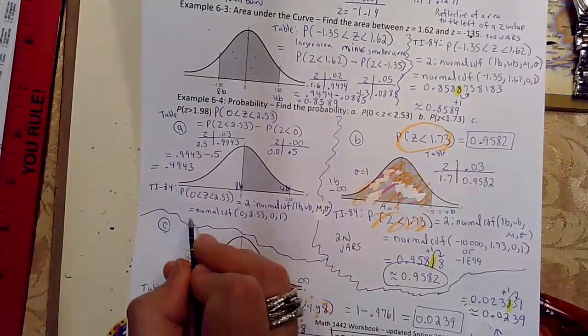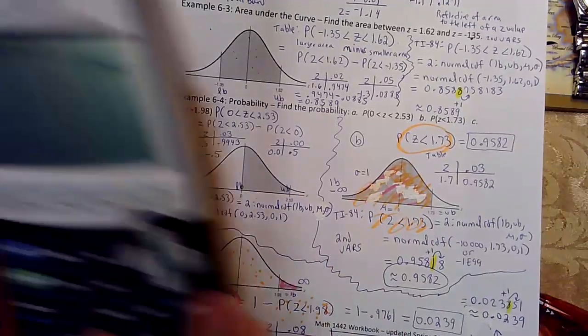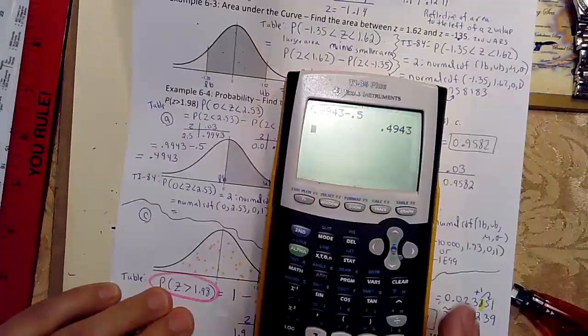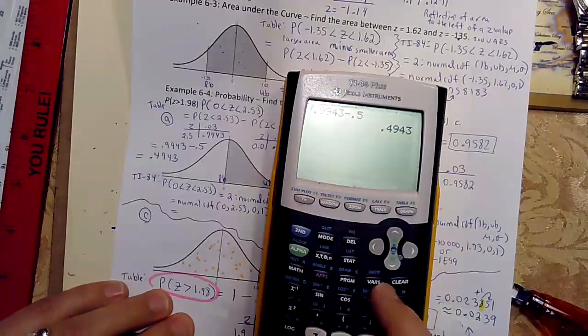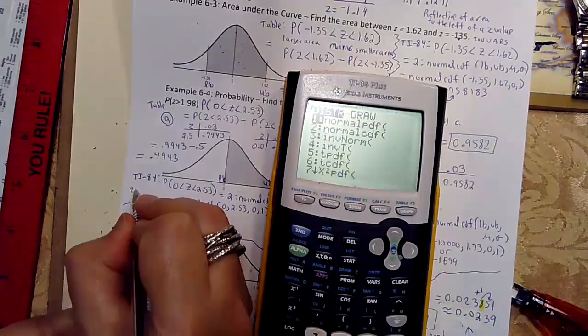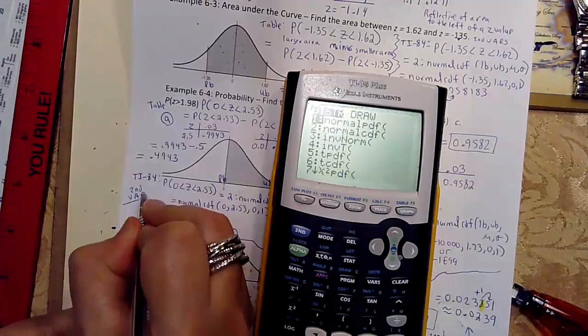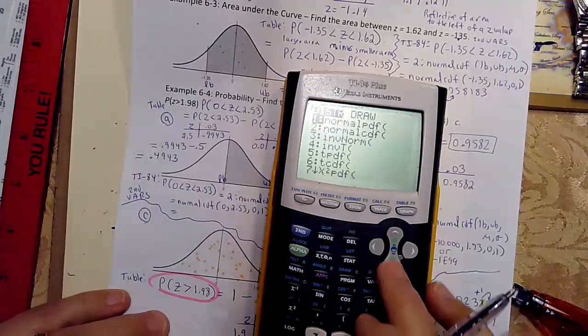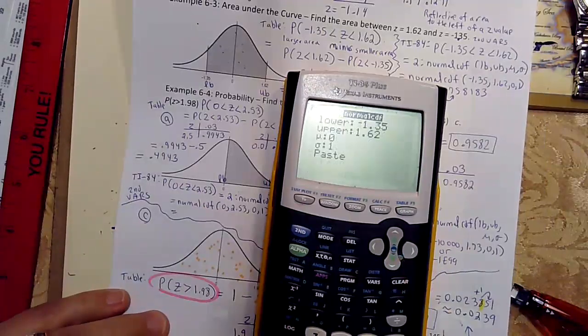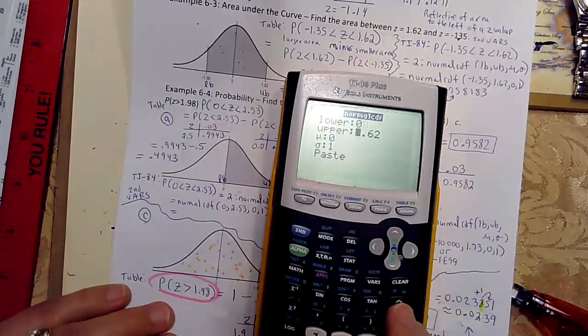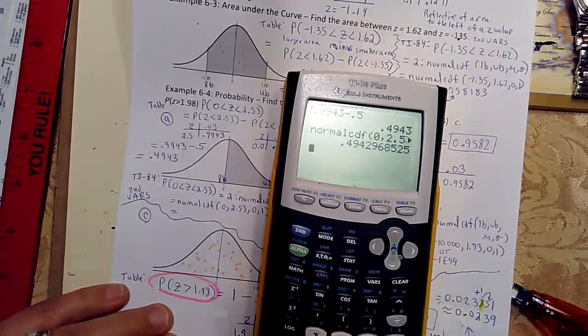Then you use your calculator. Second DISTR, number 2, normalcdf. Lower bound is 0. Upper bound is 2.5301.